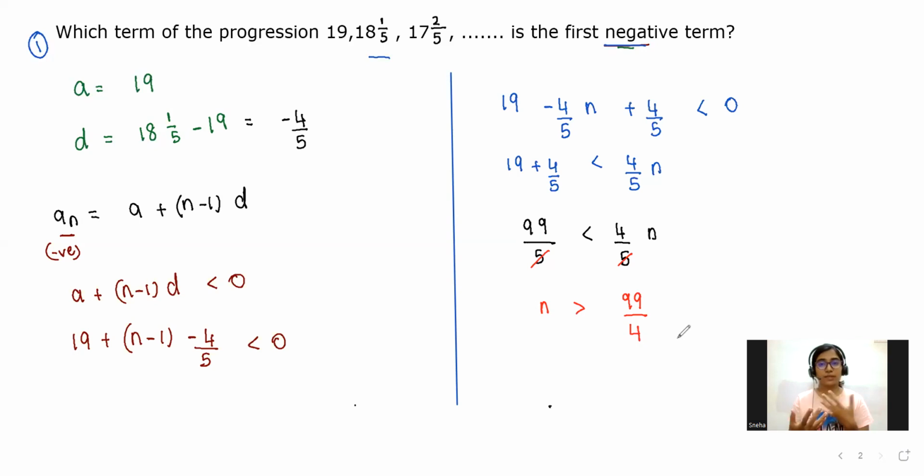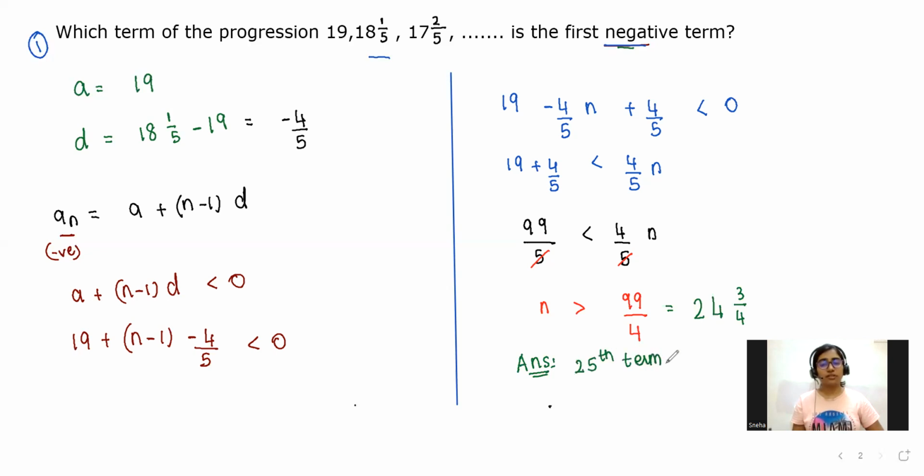Now they're asking me to find the term, right? So the n value should be like 20, 32, which should be an integral value. I can't simplify it further, right? So when simplifying it, what is the value that I'm getting? So this will go here 2 times, carry over 119, it goes here 4 times 3 by 4. So this is not an integral value. So 24.75 term, the term should always be an integral value. So what could I say? Which will be the first negative term? It is the 25th term.